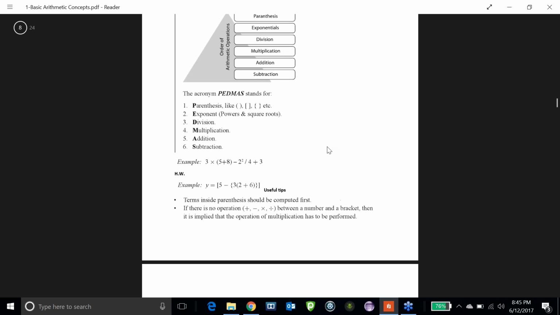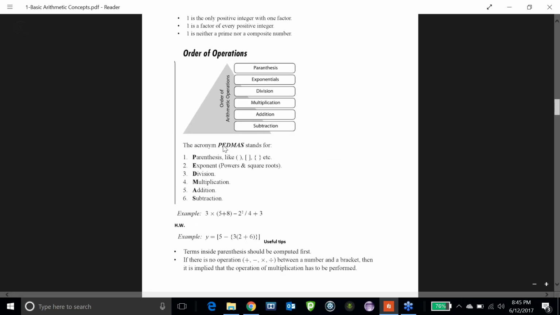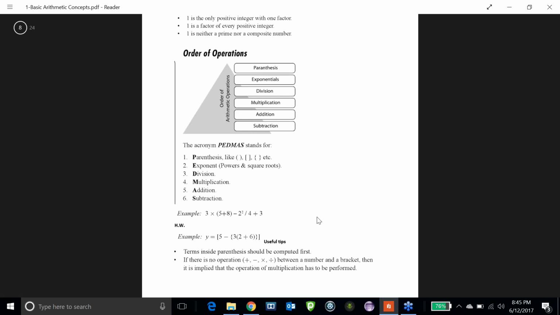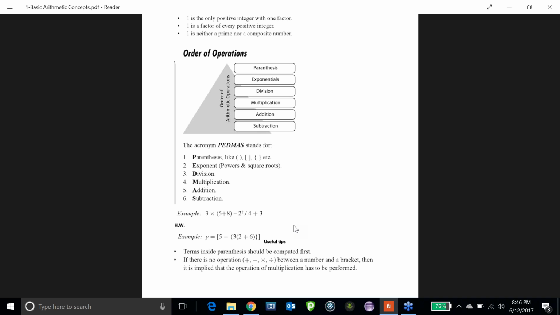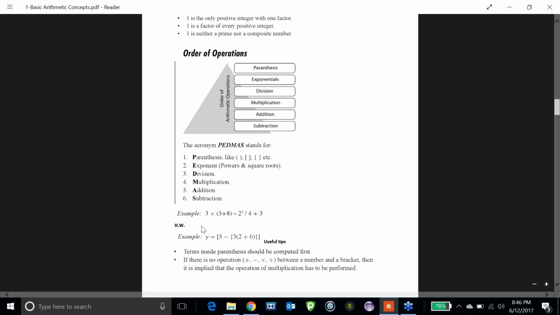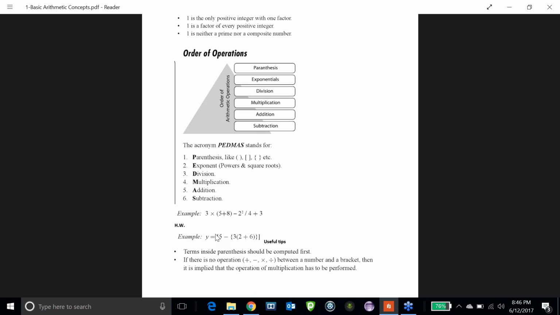So now, coming to the PEDMAS rule itself. Can you guys find the value of y if possible in 5 minutes? I'll give you 5 minutes of time. Can you use this PEDMAS rule and find the value of y? After that, I'll be explaining how to do that. Can you just do that, please?